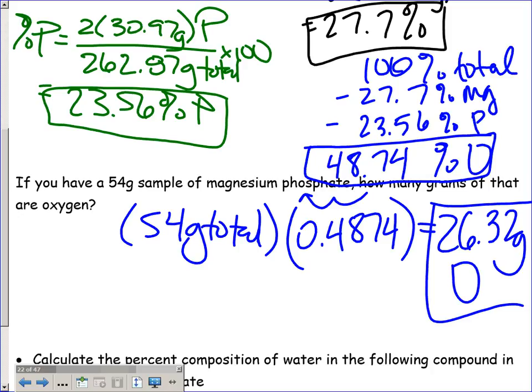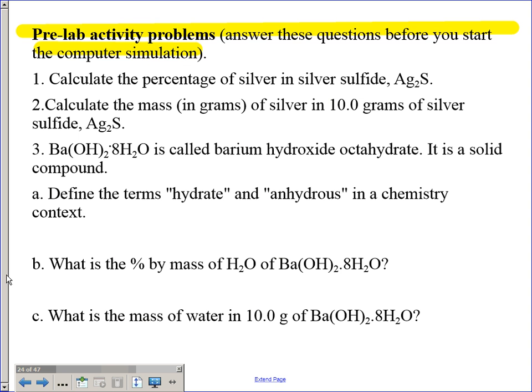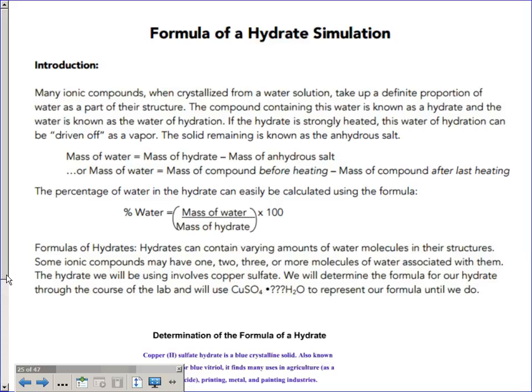So this is basically what we'll be doing with percent composition. It's not hard at all. It's just understanding the idea of part over whole. Okay, do me a favor. Go to my website. When you get to my website, you're going to see something that says percent hydrate simulation. But that means you have to know what a hydrate is.